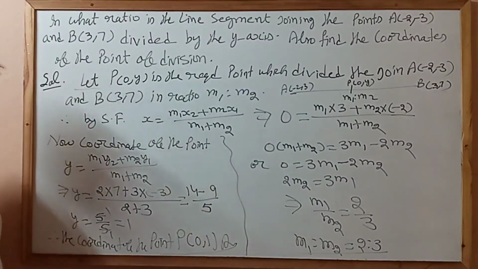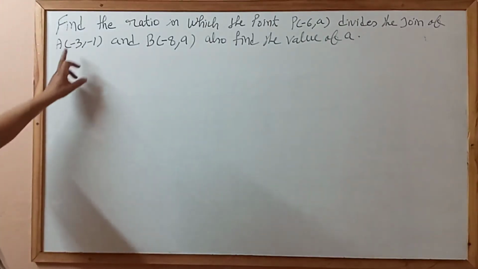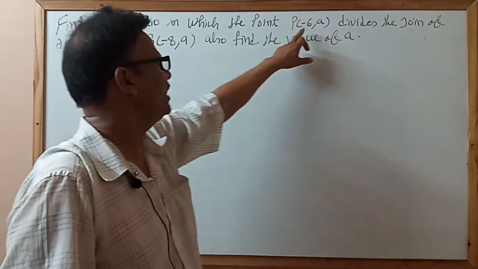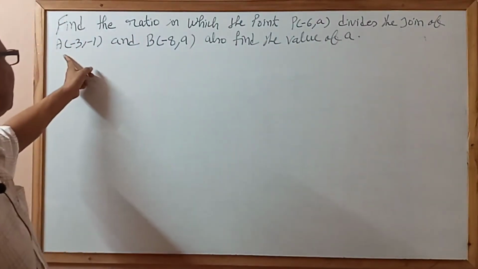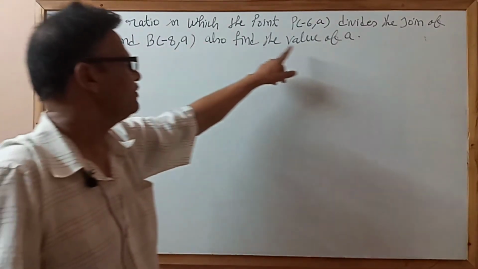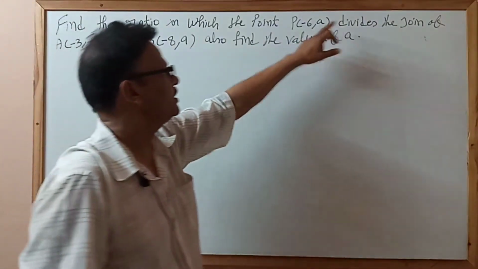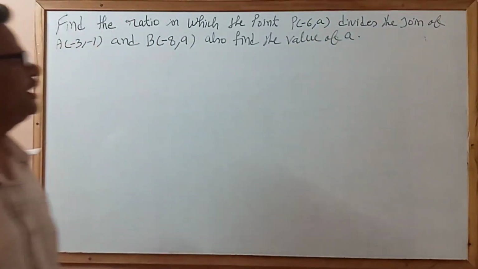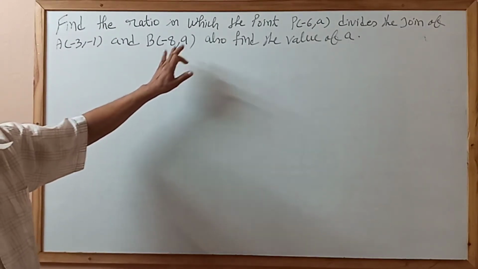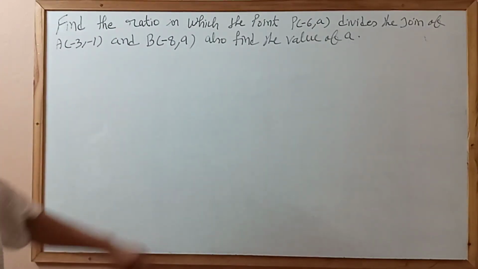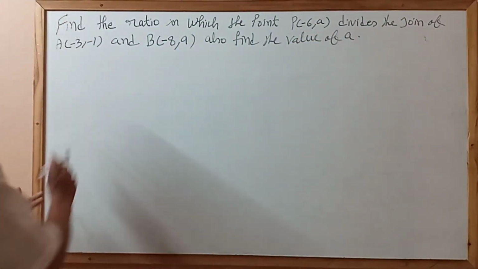So now we take another example. Find the ratio in which the point (-6, a) divides the join of A and B. Also find the value of a. So we have to find the value of a here. For that, first of all we have to find the m1 and m2 ratio. Then only we can find the value of a. So let us start it. Solve.